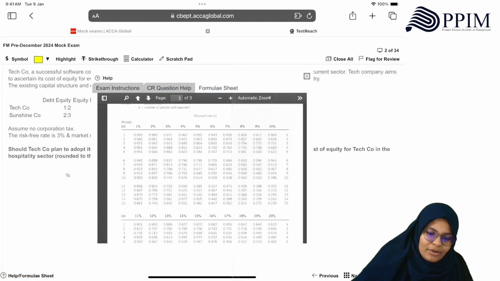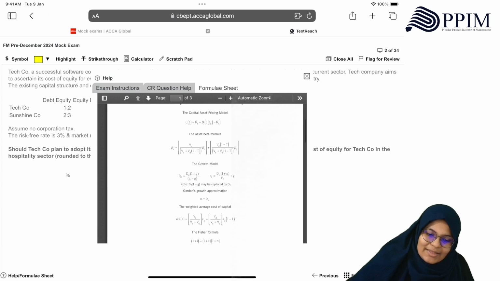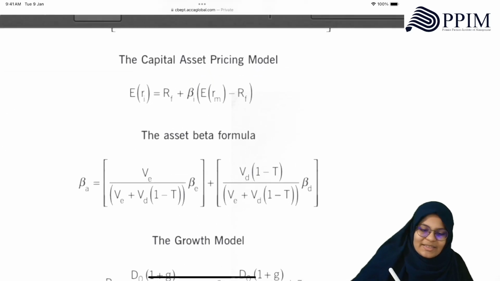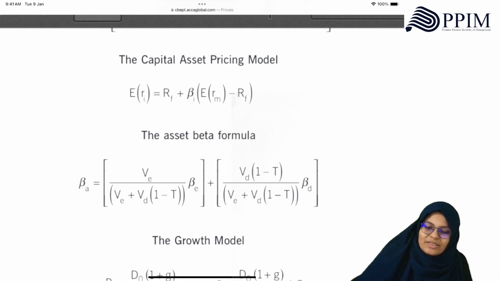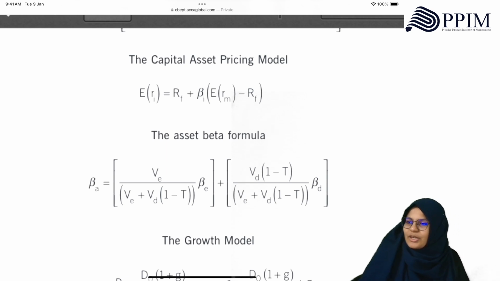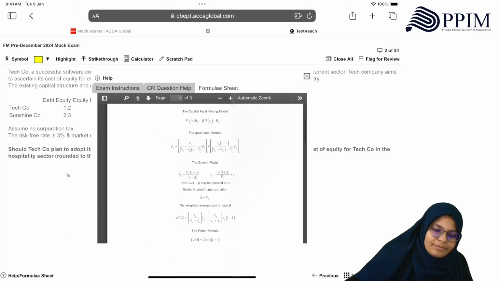You can look at your formula sheet. Okay, you can see the asset beta formula, right? So usually for the purpose of our exam, we only consider the first fraction. The value of debt part and the beta debt, all of that you can completely ignore, because we make an assumption in this paper that beta debt is always 0. So just the first bit of the equation you need to use to do the de-gearing. Okay, so let me copy down the equation.